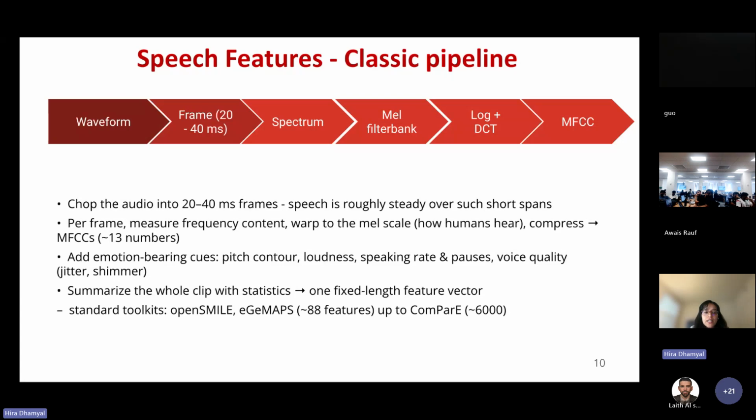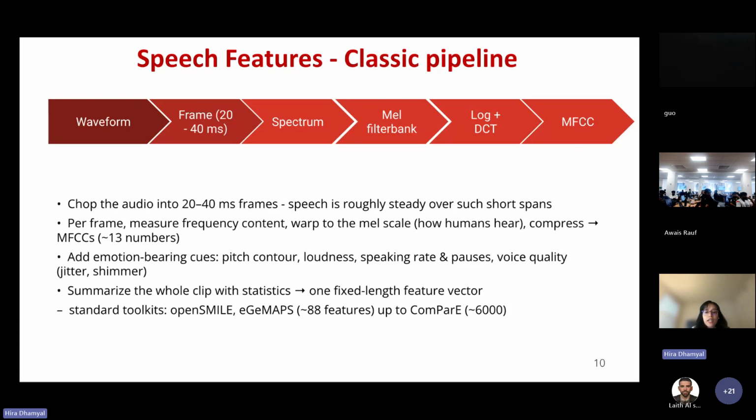But the essential idea is that we start with the waveform and we go through certain steps to reach the MFCCs at the end here. MFCCs are basically Mel frequency cepstral coefficients, which is another way of representing the spectrogram. And these are one of the most widely used features in the speech domain. These are feature vectors extracted from a short span of audio, like 20 to 40 milliseconds of audio.